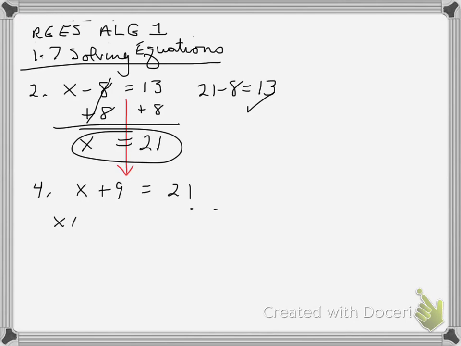I could say x plus 9 minus 9 equals 21 minus 9. This is perfectly acceptable. These again, plus 9 minus 9, cancel each other out. I'm left with x equals, what would that be, 12. 12, again plugging it in, 12 plus 9 is 21. Next one, you may also do it this way.